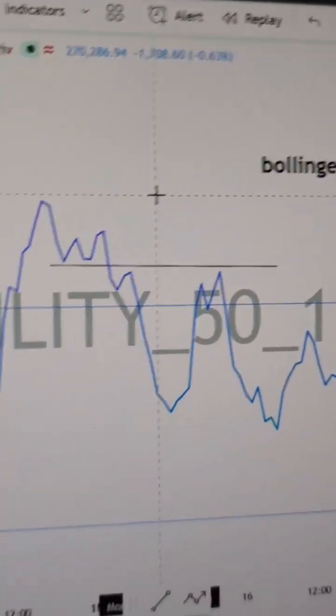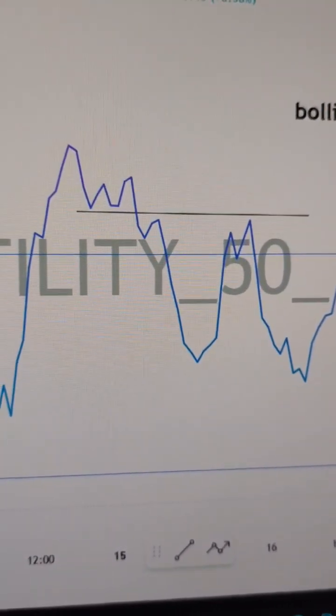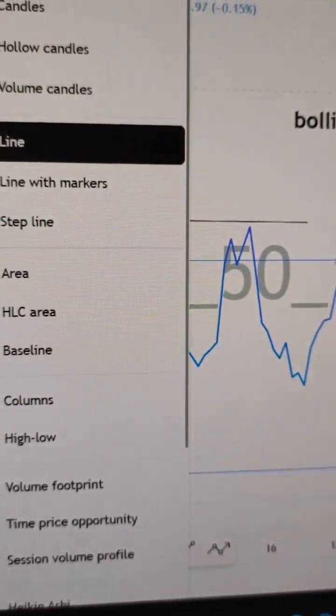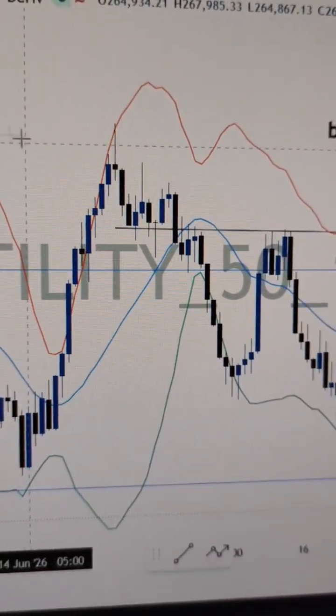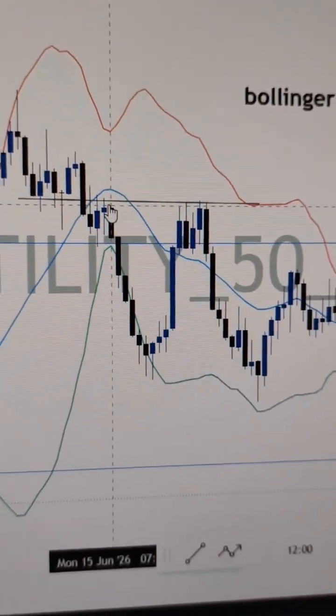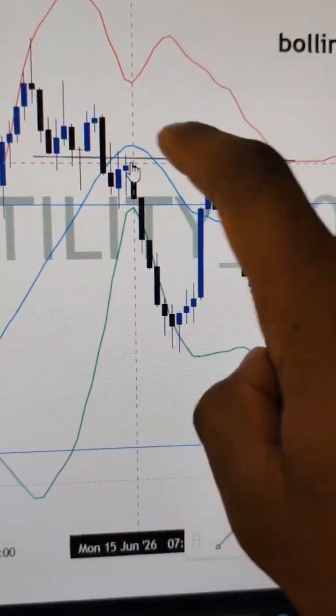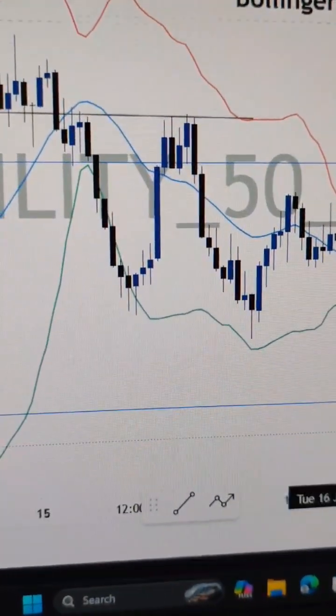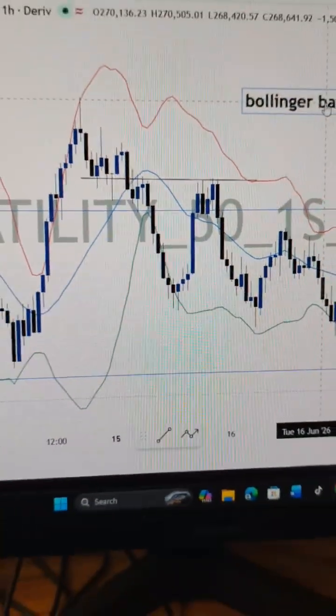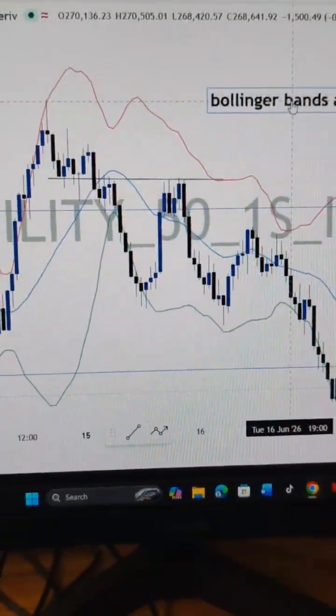Now what happens after that? After you have spotted that, you're going to turn off your line chart, go back to candles, and then turn on our Bollinger Bands. Are we together? So we need a confirmation as to why we are going to take the trade from this zone, this retest. So what are we going to do now? Remember to have the correct settings of the Bollinger Bands so that it becomes very easy.